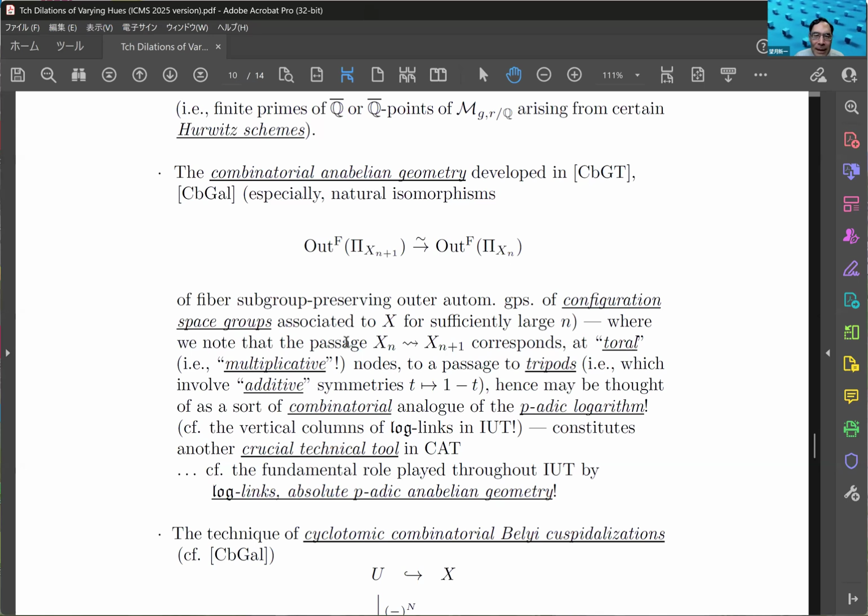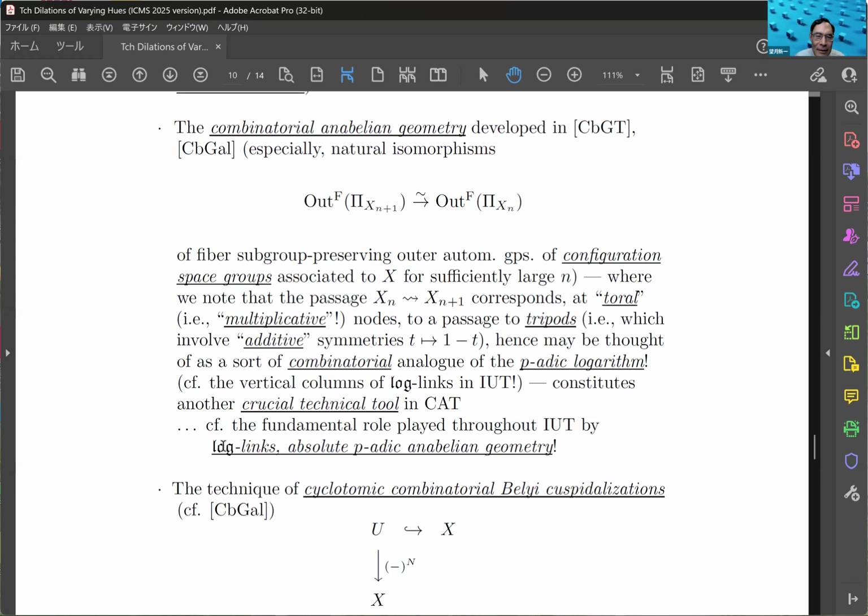And if you think about this passage from Xn to Xn plus 1, this corresponds at a node, which may be thought of as a sort of toral or multiplicative kind of object, to a passage to a tripod, which involves additive symmetries. So in some sense it involves both the additive and multiplicative structures. And so this may be thought of as a sort of combinatorial analog of the p-adic logarithm, and hence is reminiscent of the log links that appear in IUT. So this kind of isomorphism, which arises from combinatorial anabelian geometry, plays an important role in CAT. It's reminiscent of the role played by log links in absolute p-adic anabelian geometry in IUT.